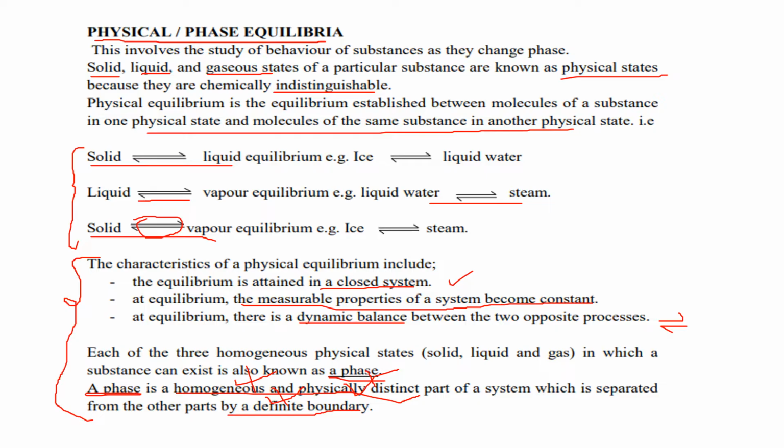A phase is a homogeneous and physically distinct part of a system which is separated from the other parts by a definite boundary. So a definition must contain homogeneous and physically distinct part of a system as one of the major keys, and then we must also see the words definite boundary.